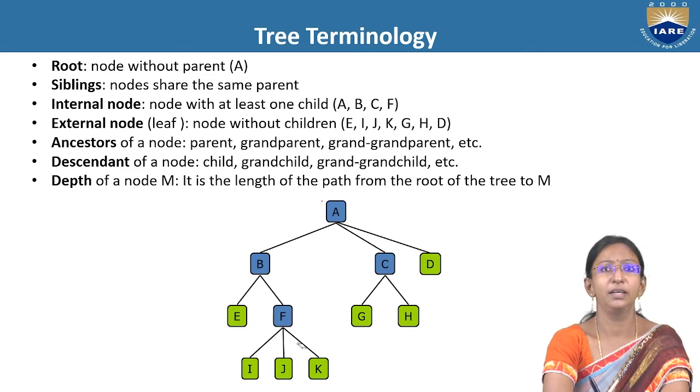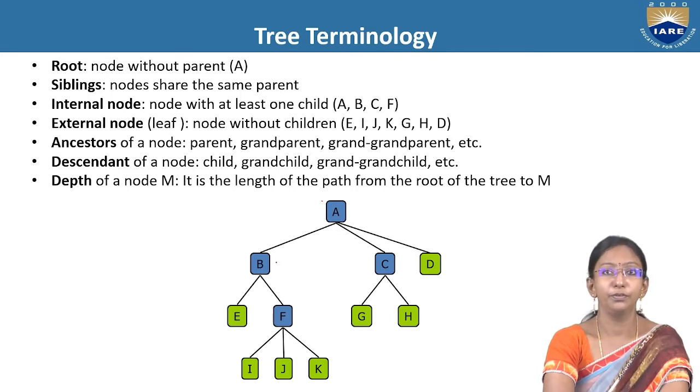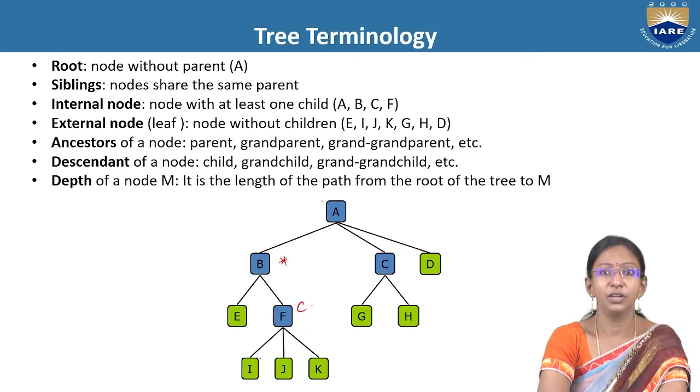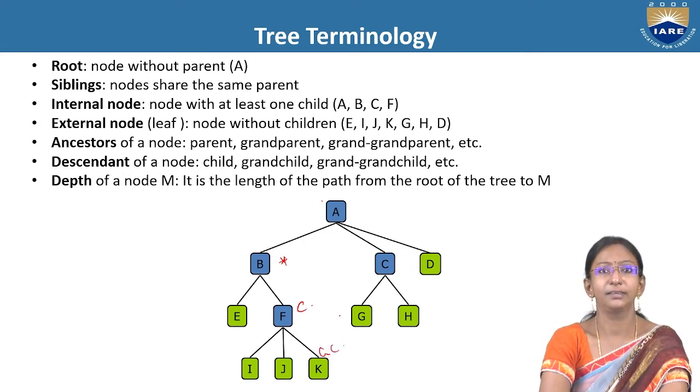A reverse of that is descendants, right? So child, grandchild, and so on. So from the point of view of B, F is a child, I, J, K are grandchildren, right? So they are the descendants, right?